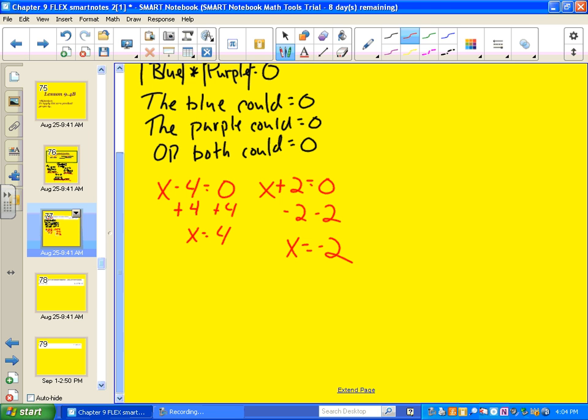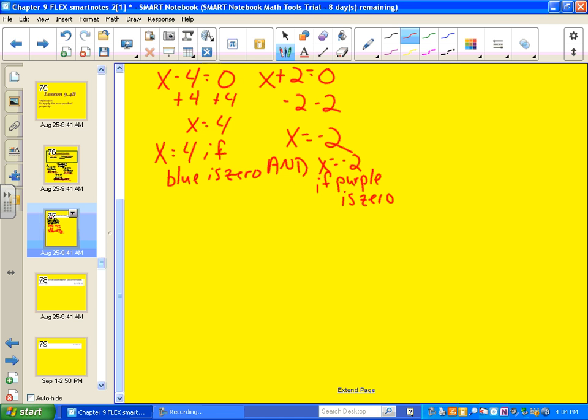We get x equals 4 if blue is 0, and x equals negative 2 if purple is 0. Both answers are correct, and both answers are what you need. So the correct answer here is x equals 4 and x equals negative 2. That would be the correct answer: x equals 4 and x equals negative 2.